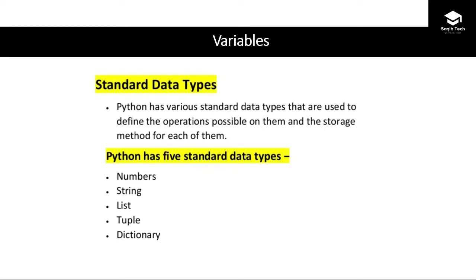There are a few standard data types that we follow in our programming. There are various standard data types, but let's talk about five of them. The five standard data types that are mostly used in Python are, first, numbers, second, string, third, list. That's a very important concept we will discuss in detail in further lectures. And similarly, tuple and dictionary, which are very important concepts mostly used in data science.